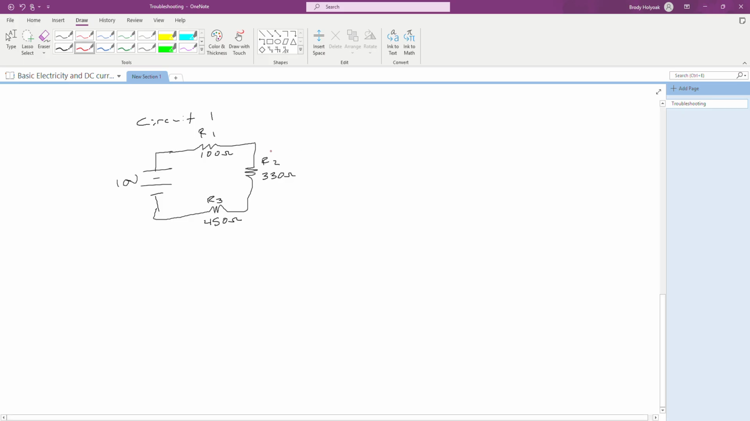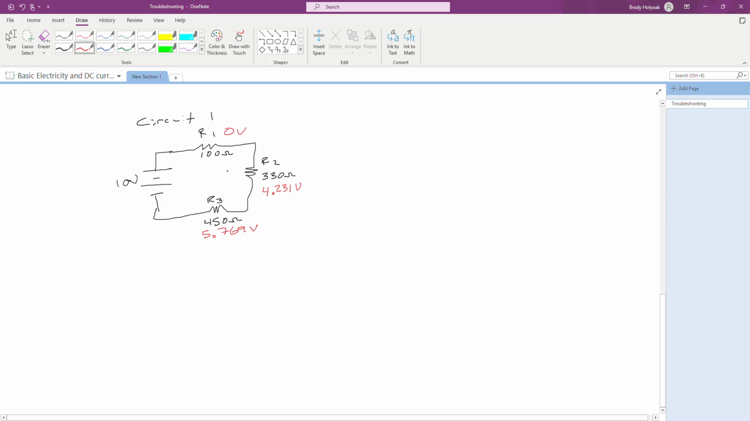Okay, so on here I know R1 was reading 0 volts. R2 was reading 4.231 volts, and R3 was reading 5.769 volts. Okay, so again, just starting with what we know.